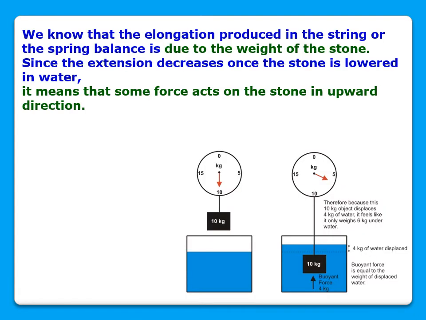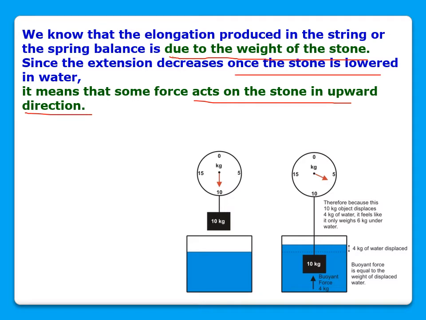So we know that elongation produced in the string or the spring balance, you can say anything, is due to the weight of the stone. Since the extension decreases once the stone is lowered in water, what does it mean? It means that some force acts on the stone in upward direction.